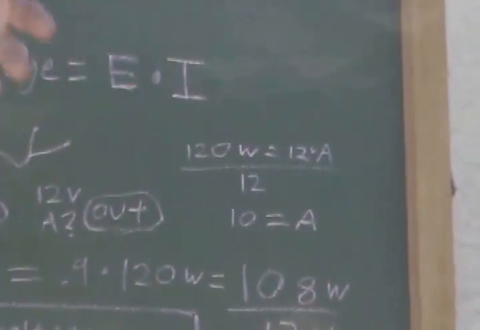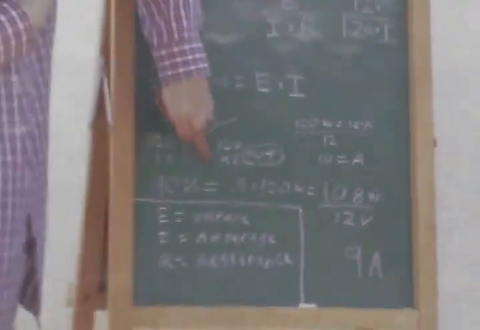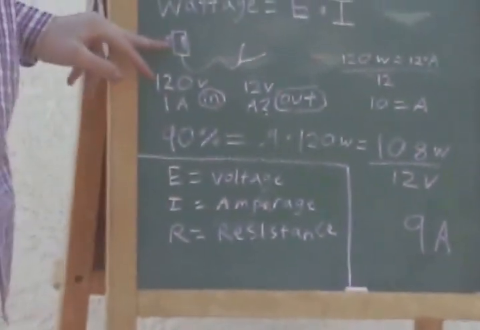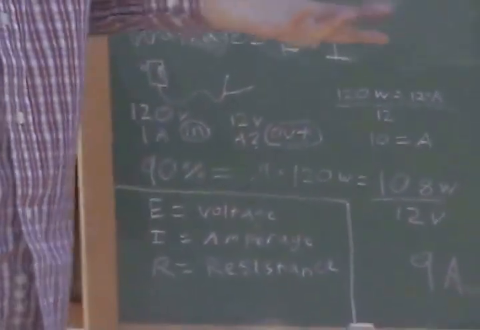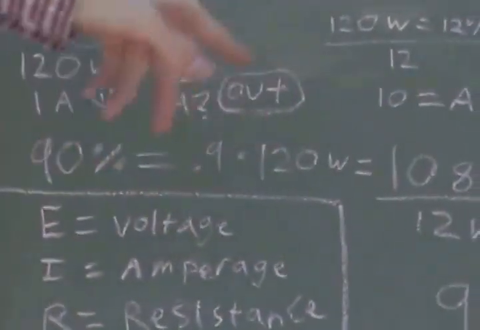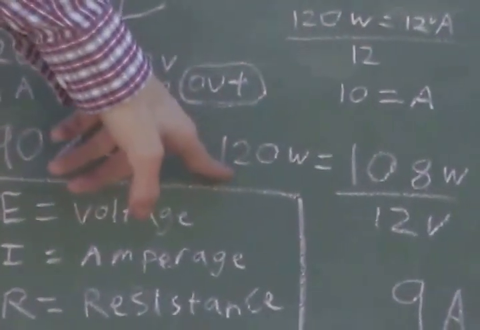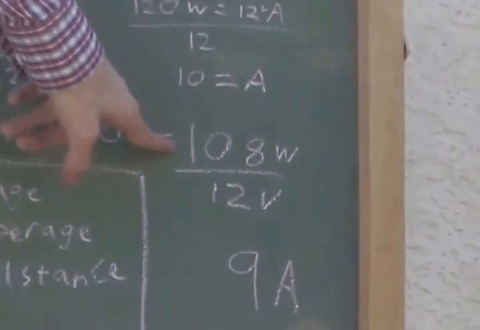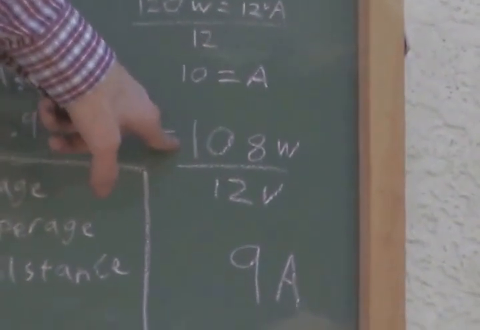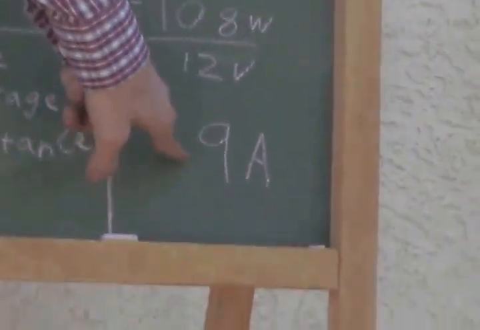And so now, to figure out your wattage out, you take 12 and multiply it by A. So 120 is equal to 12A. Now you just divide by 12, and that gives you 10, and that's your amperage. Now, that is assuming your power supply is 100% efficient, which it will never be. So, let's say it's 90% efficient. You take 0.9, which is 90%, multiply it by 120 watts, and it gives you 108 watts out. So 120 watts in, 108 watts out. You divide that by 12 volts, and that gives you 9 amps out.